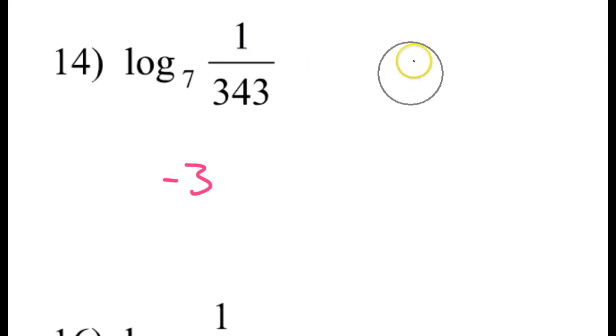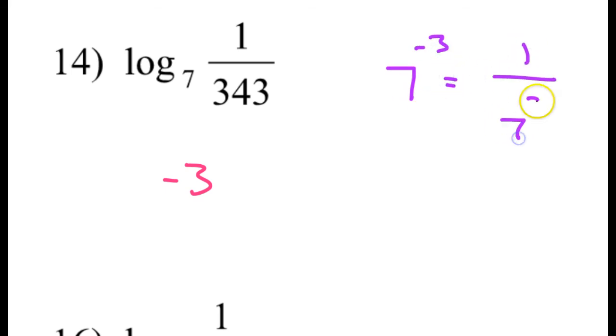Okay, and just one more time, you could check that and see what is 7 to the negative 3 power. Well, that would be 1 over 7 to the third power, which would be 1/343, just like we thought.